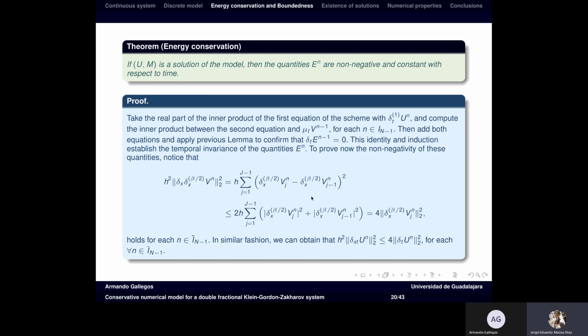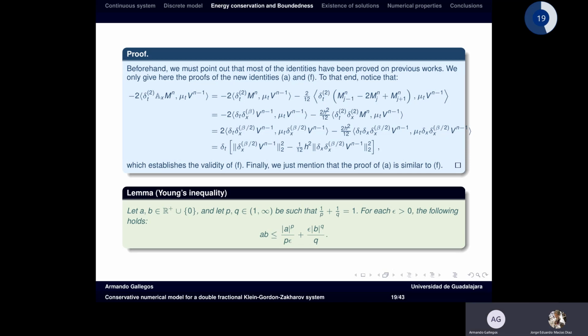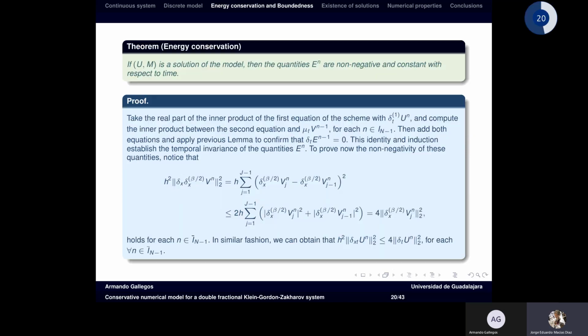Okay, the proof is relatively simple. It uses these expressions. And to bound the energy from below, we're going to use Young's inequality. Okay.